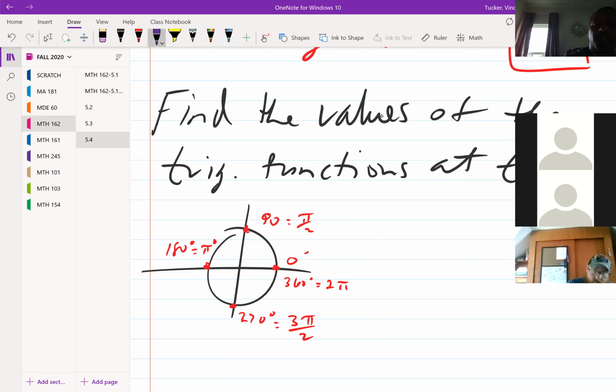So the coordinates here are 0, 0. Coordinates up here are 0, 1. Over here, I went to the left 1, 0, and I made a mistake and wrote 0, 0 right here. Sorry about that. It should be 1, 0. And then here, 0, negative 1.